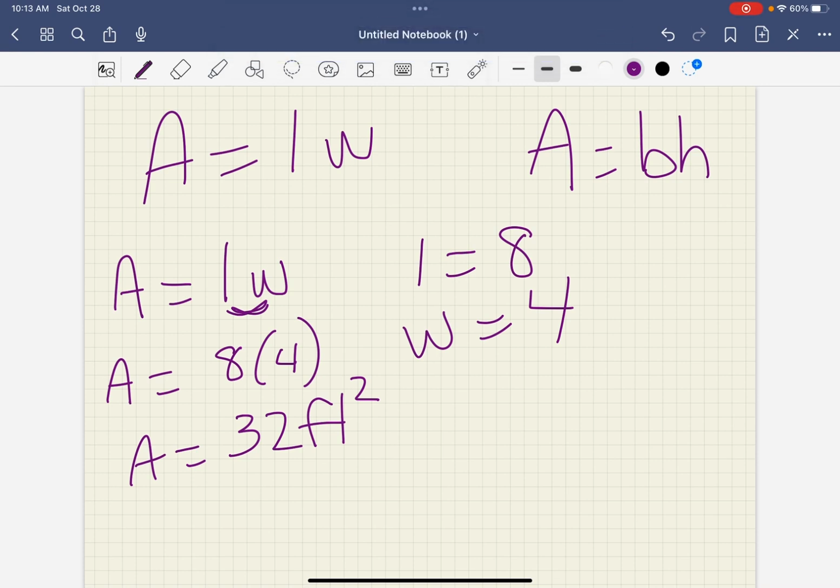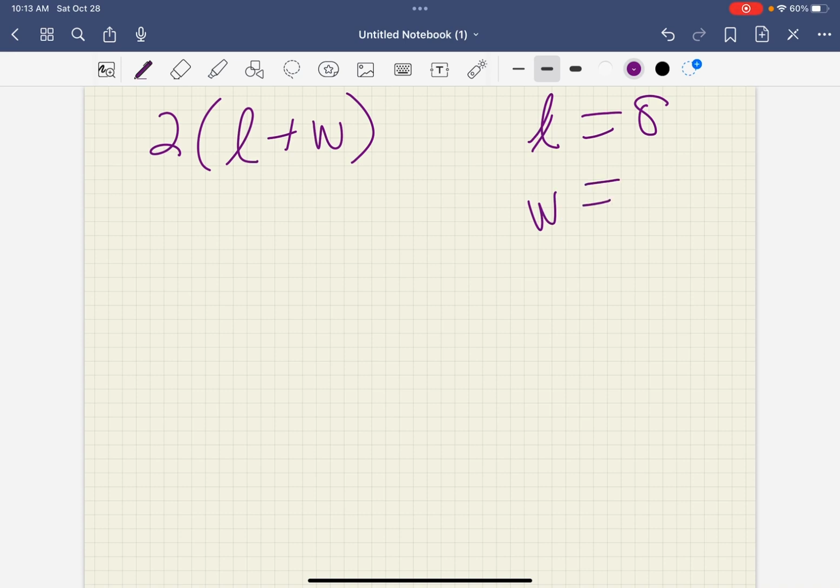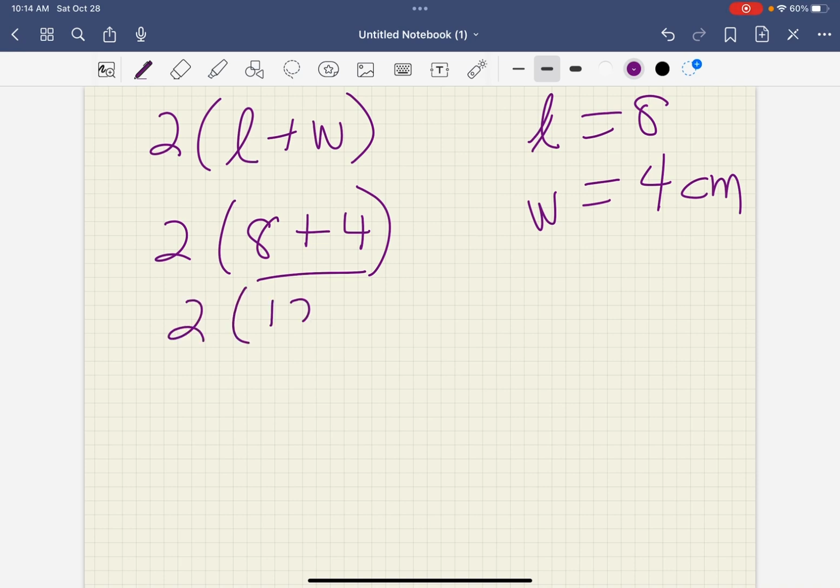All right, on the next page, it says evaluate 2 parentheses L plus W when L is equal to 8 centimeters and W is equal to 4 centimeters. So we're going to replace the L with 8, replace the W with 4, and we have order of operations here, so we simplify in the parentheses first, so 8 plus 4 is 12. And now we multiply, 2 times 12 is 24.